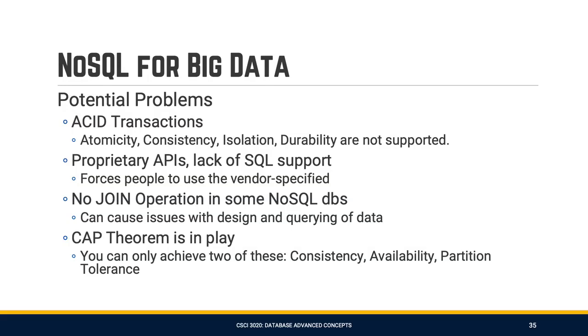A second potential problem is that each of these NoSQL databases, we saw several examples in the past few slides, has its own API, and often those APIs lack SQL support. That forces people into using vendor-specified languages. Now, that can be helpful when a particular group of developers is familiar with a technology such as JavaScript and perhaps JSON. So that might be okay. You might choose your database platform based on the usability of the APIs that are given to you. But again, a lot of these lack SQL support. Some do include SQL support, but some do not.